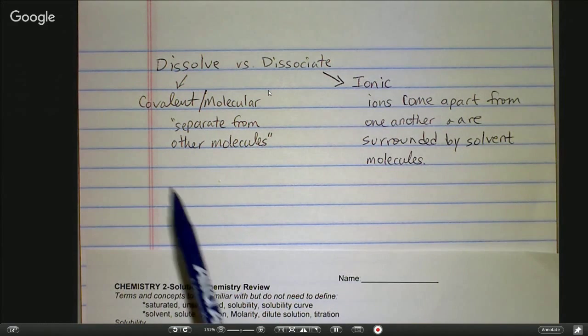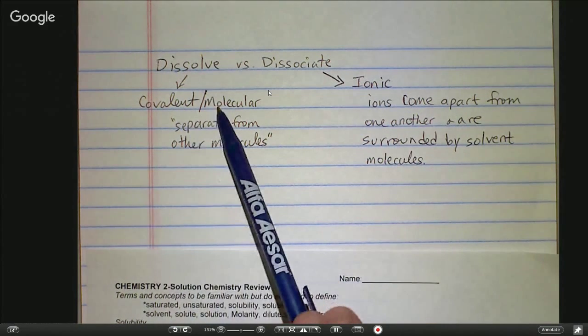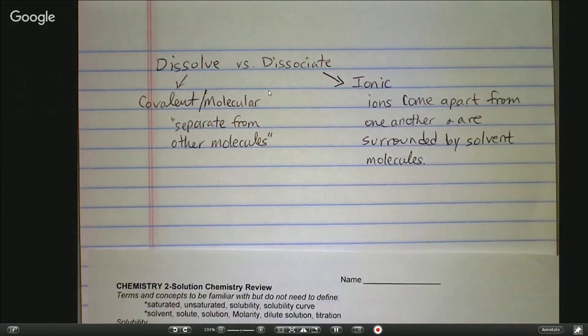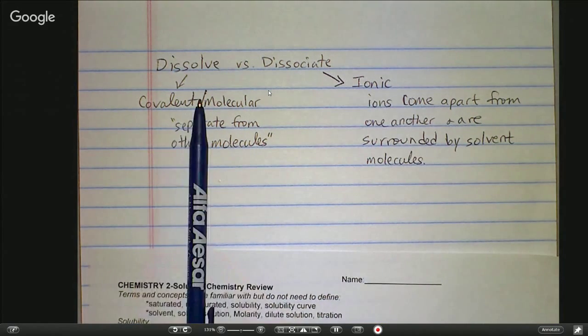The primary part is knowing that dissolve is with covalent molecular compounds, while dissociate is for ionic compounds. Further understanding that the ions actually separate from one another and come apart and break apart, whereas the covalent compounds, when they dissolve, the individual atoms do not break apart from each other. So we still have our compound that is bonded together, but all of the individual molecules separate from each other. So you have all these different molecules surrounded by water.